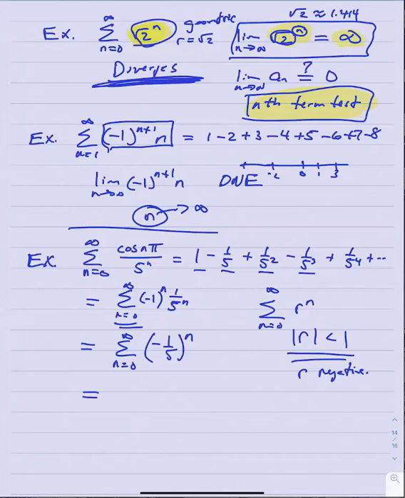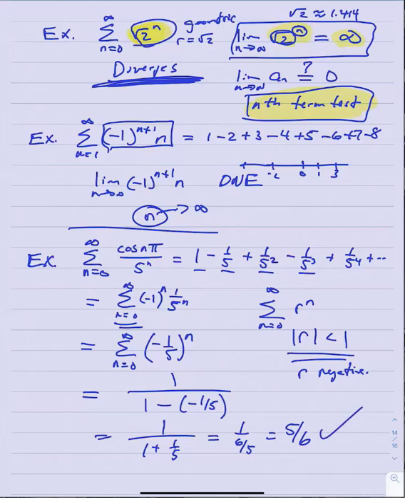I still use exactly the same formula that I used before. It should be 1 over 1 minus the common ratio, which is minus 1/5. So this one's going to be 1 plus 1/5. It's going to be 1 over 6/5. It's going to be 5/6. It just turns out in this case that if that common ratio is negative, my answer isn't going to be bigger than 1. It's going to be less than 1.